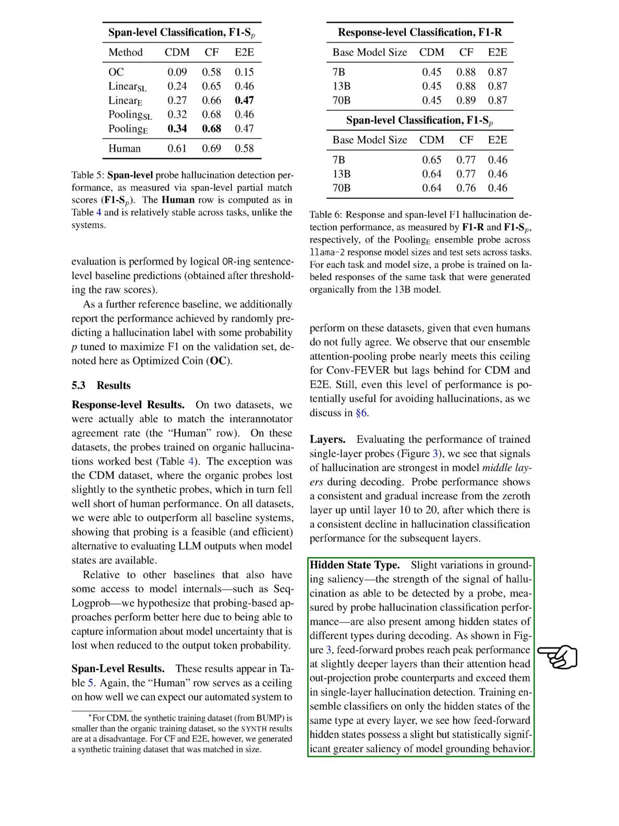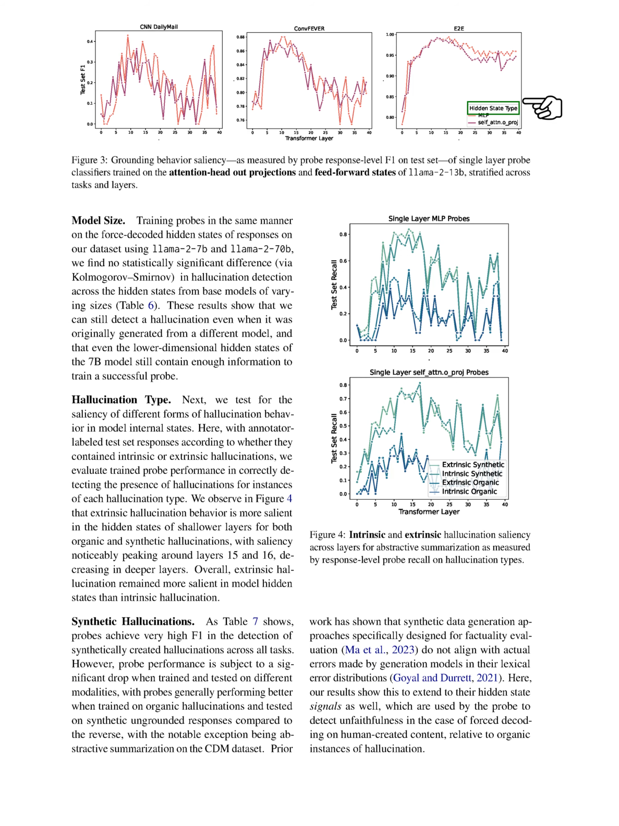Section. Model size. In our study, we trained probes on the force-decoded hidden states of responses from our dataset using two models, Llama 2-7b and Llama 2-70b. We found no significant difference in hallucination detection across the hidden states from these models of different sizes. This suggests that even when a hallucination is generated from a different model, we can still detect it. Moreover, even the lower dimensional hidden states of the 7b model contain enough information to train a successful probe.